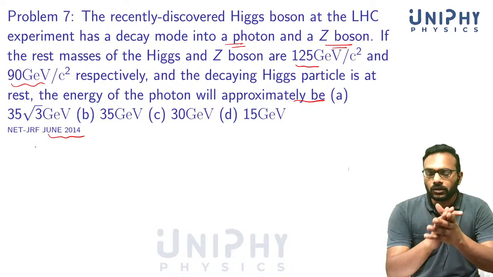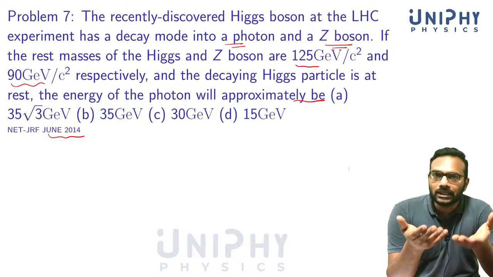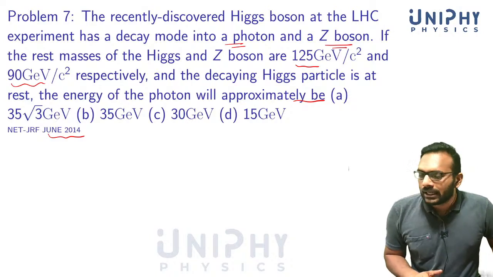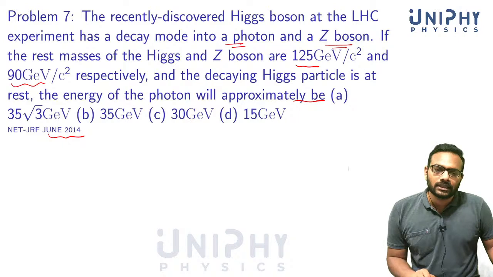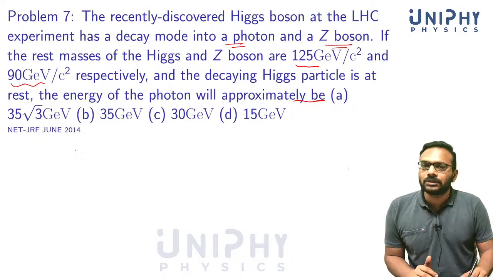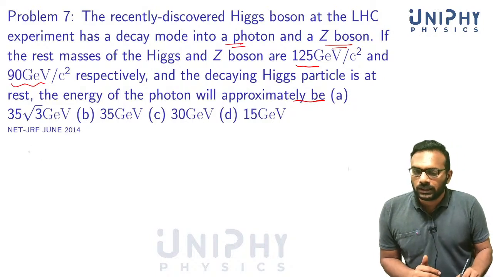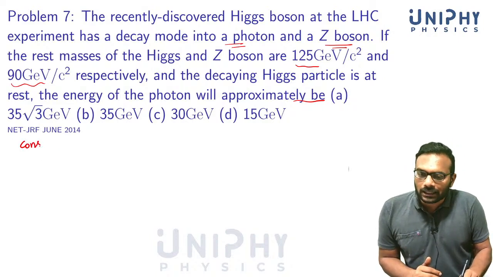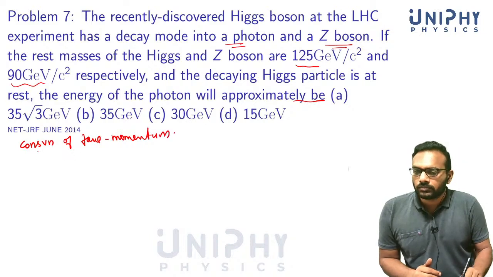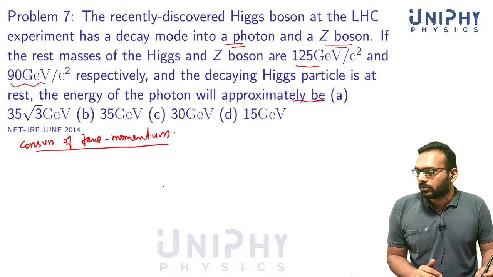Now again, you can solve this problem by writing down the energy conservation and momentum conservation separately, but we are doing a competitive examination. That means you should find the quickest way to solve this, and the quickest way is using 4 momentum. So we can just write down the conservation of 4 momentum.